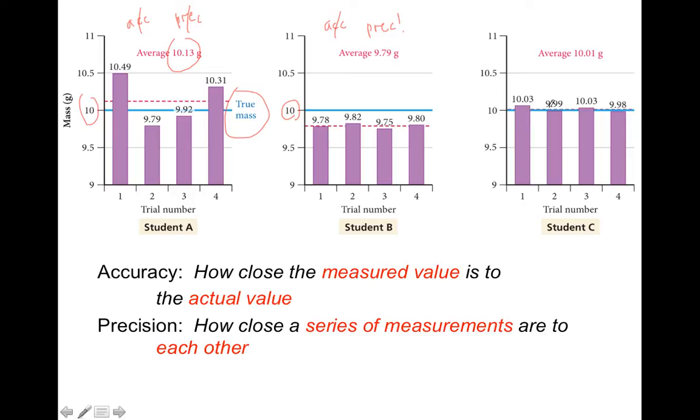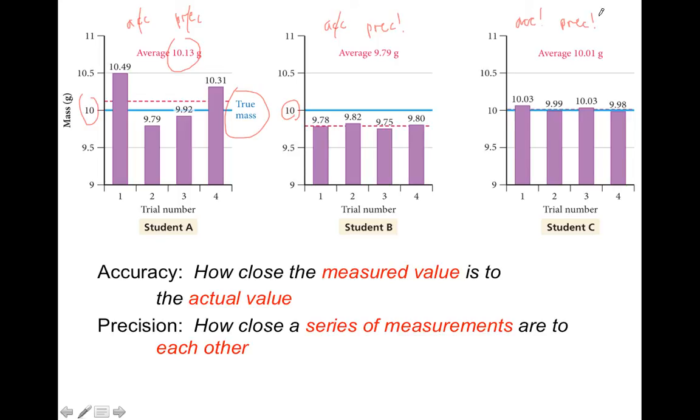Okay, now look at these numbers. They're all very close to each other and very close to the actual value. So we're going to say they're accurate and they're precise. Can you read my writing? Okay, so that's an example here about the terms accuracy and precision.